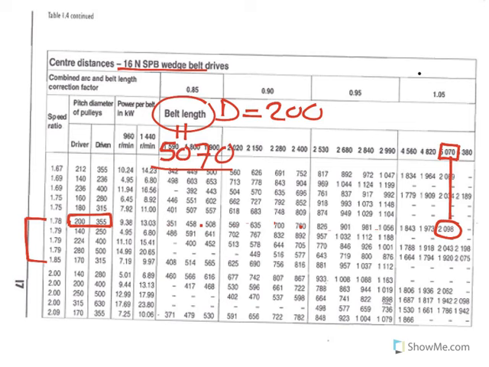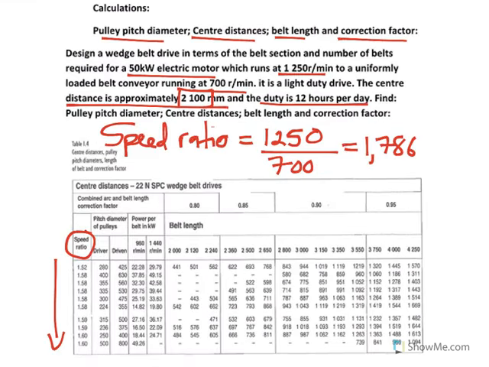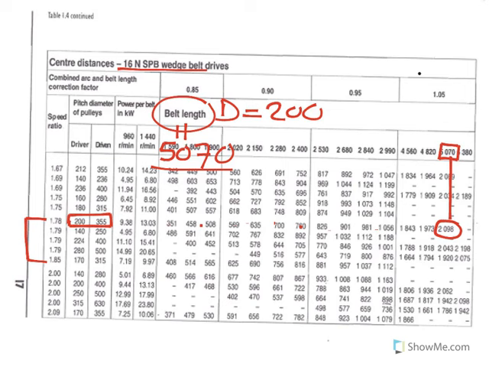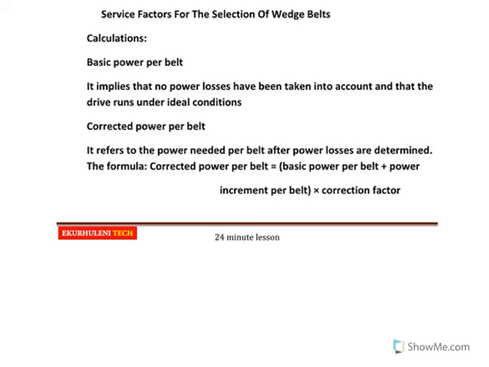In this particular belt length, remember the question also says find the belt length, find the center distance, and then after that it says find the correction factor, and the correction factor is just above, which is 1.05. Now moving on, the basic power belt implies that no power losses have been taken into account and that the belt runs under ideal conditions.